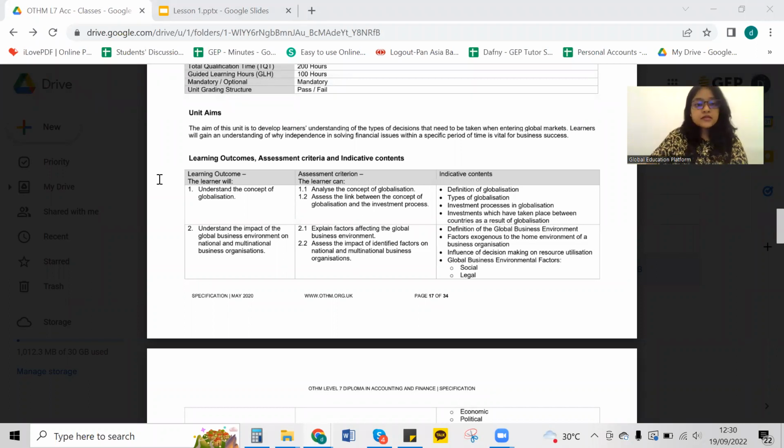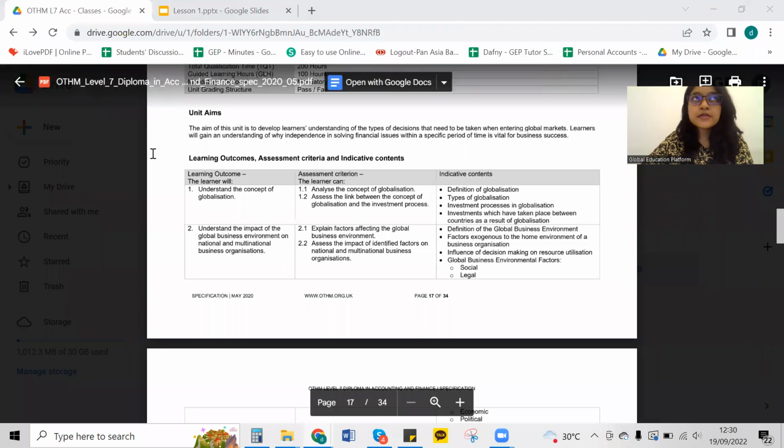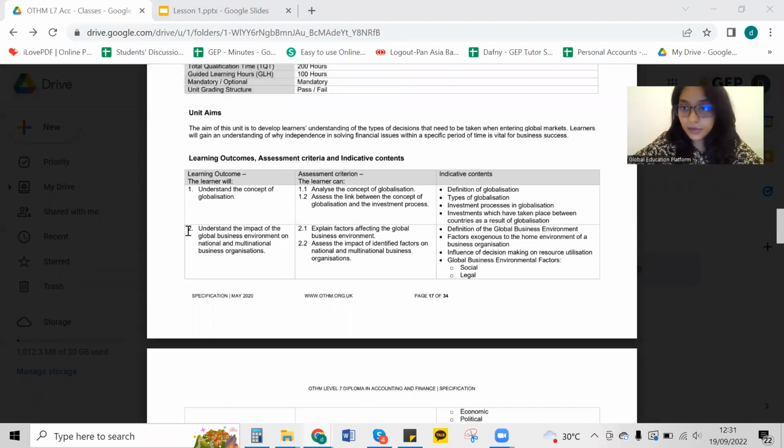So today we will be doing class 2, and in the last class we covered up until the benefits of globalization. Like I explained in the last class, we will be going ahead with the problems and the topics further to that. So I just want to explain what we will be covering today compared to the specification document.